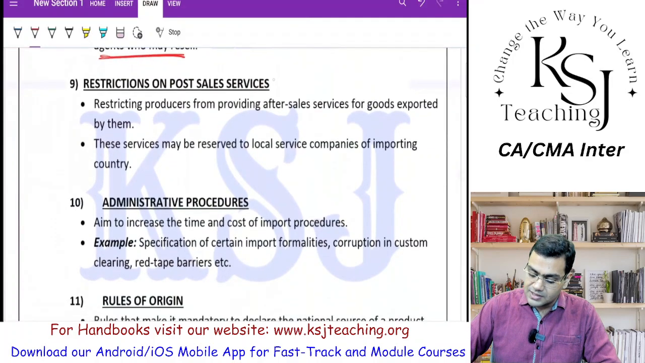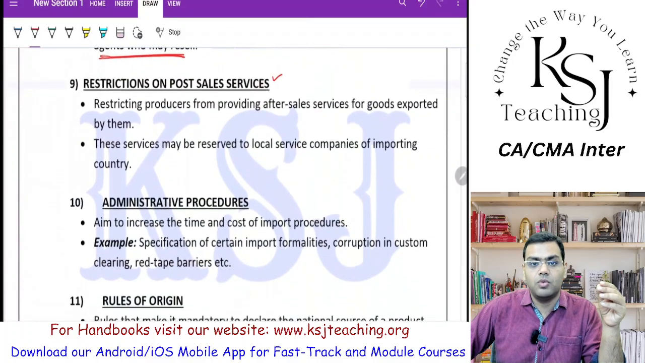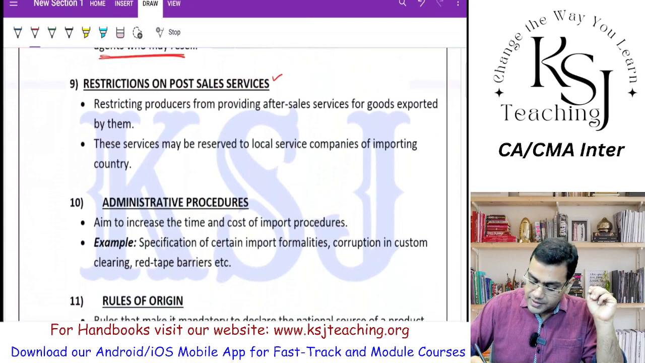Restrictions on post-sale services. Now they say, okay, you have imported the goods, but the after-sale services will be provided by the local dealers only. Restricting the producers from providing after-sale services for goods exported by them.